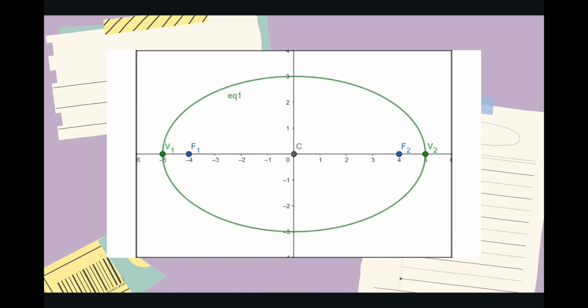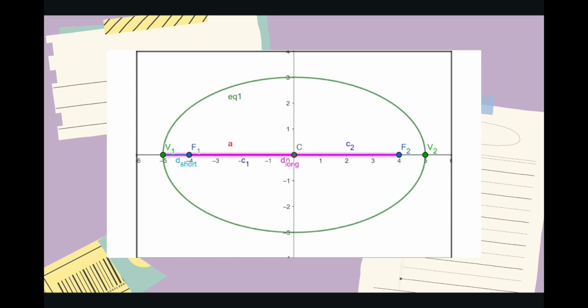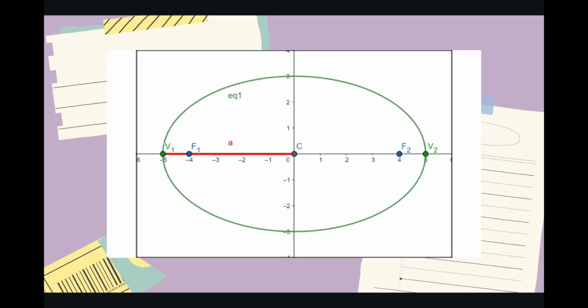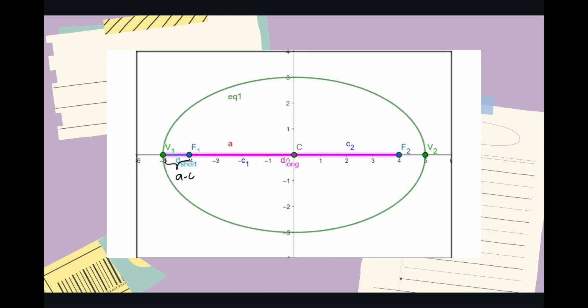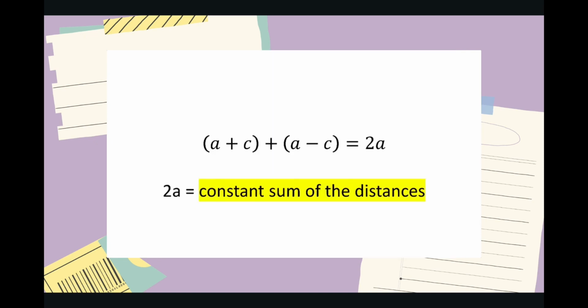Now, let's first figure out the constant sum of the distances. If we mark the distance from both foci to a vertex, we can figure out the distance of these lines in terms of a, the distance from the center to the vertex, and c, the distance from the center to either focus. With this, we can figure out that the shorter distance is a minus c long, while the longer distance is a plus c long. And if we add them together, their sum would be 2a. With the vertex being a point on the ellipse, by definition, for any point on the ellipse, the sum of its distances from both foci would be 2a.